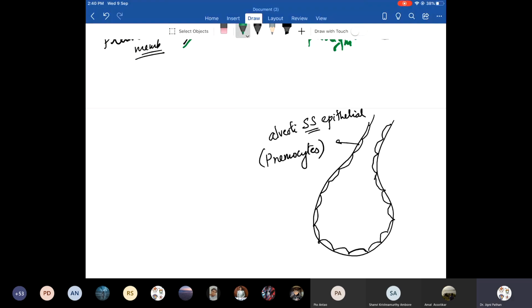These pneumocytes are of two types. Let me write. The green one are pneumocyte type 1.